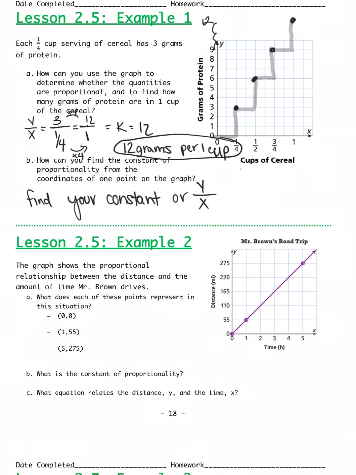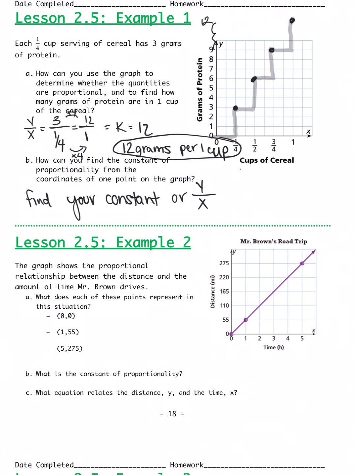All right, the graph shows a proportional relationship between the distance and the amount of time Mr. Brown drives. So A, what do these points represent in the situation? So we have (0, 0), (1, 55), and (5, 275).